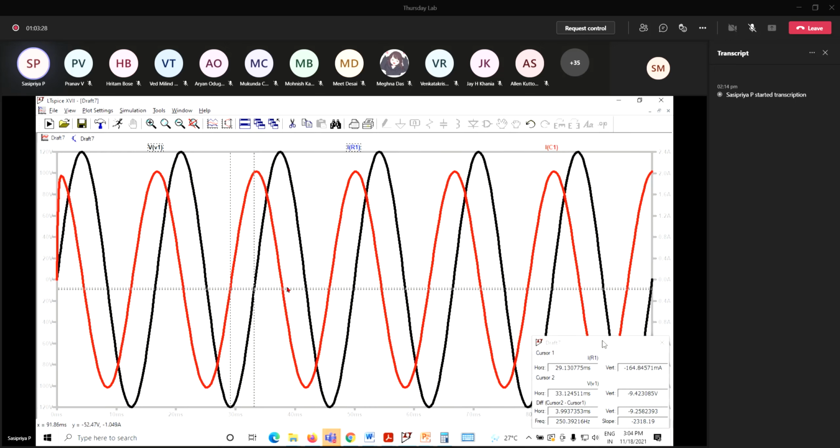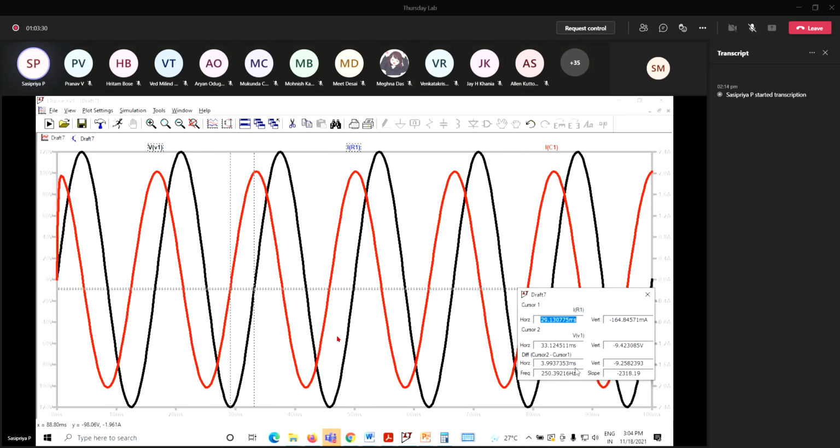So cursor 1 minus cursor 2, or cursor 2 minus cursor 1, whatever. Okay, so 3.99 milliseconds. And you can calculate the corresponding phase angle difference in degrees. This is the time difference between the voltage and current, so from this you can calculate the phase difference in degrees. Time difference should be converted to a phase difference in degrees. Can anyone calculate and let me know the value? What is the phase difference in degrees?